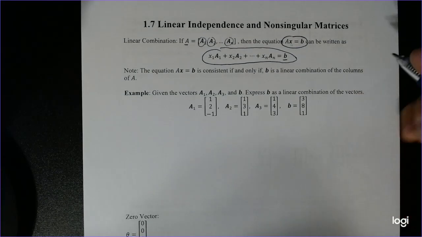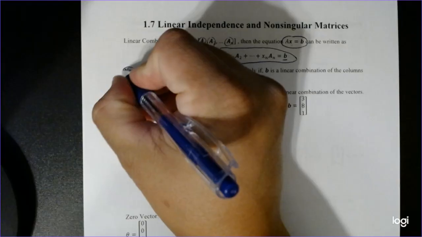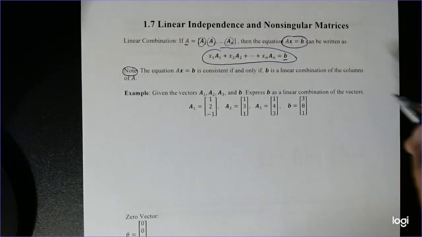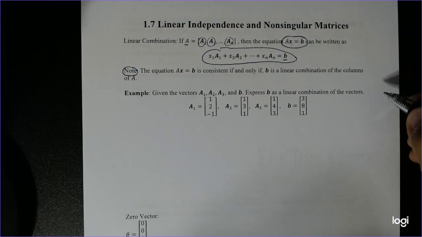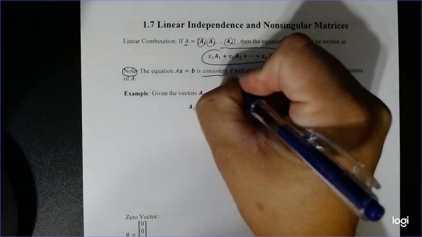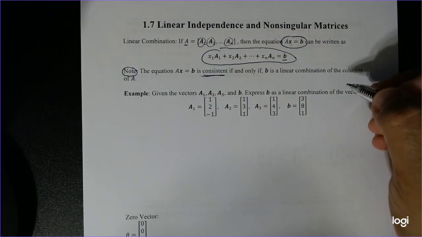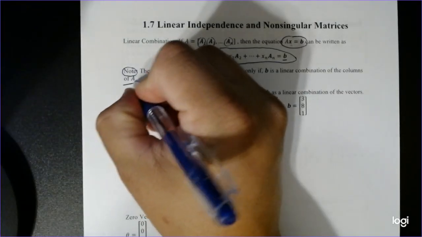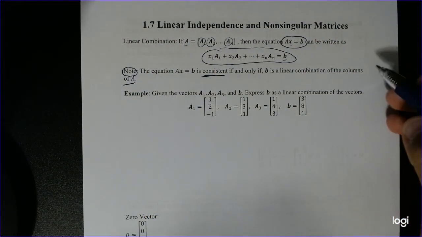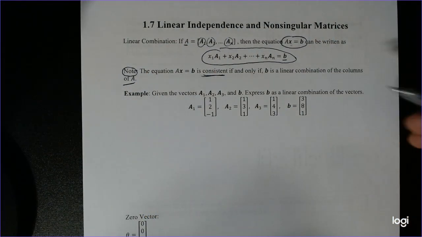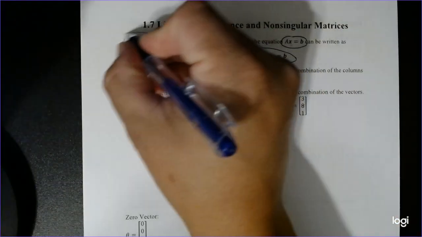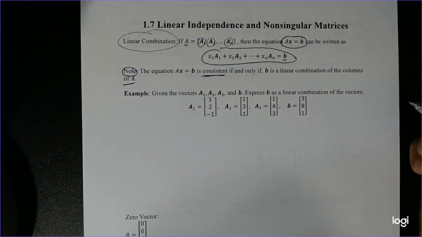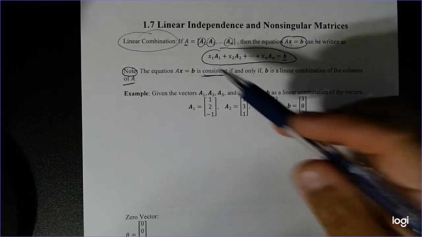One key note here that I have is actually pretty important going forward, trying to put everything together: the equation AX equals B is consistent, meaning it has an actual solution, if and only if B is a linear combination of the columns of A. And that's a key thing. So if you can actually find a solution, that's consistent, meaning it's a linear combination. We'll talk about independence in a little bit.